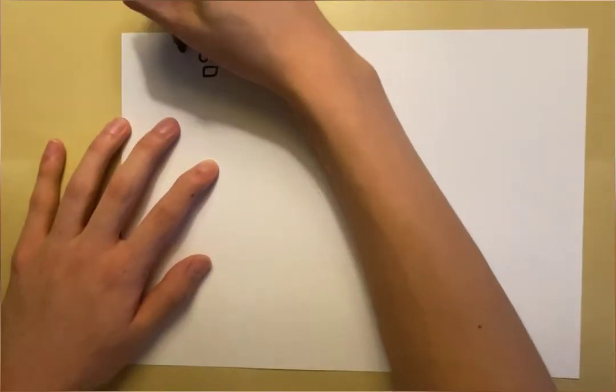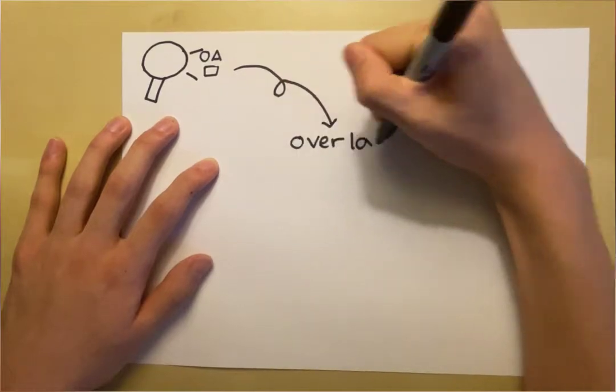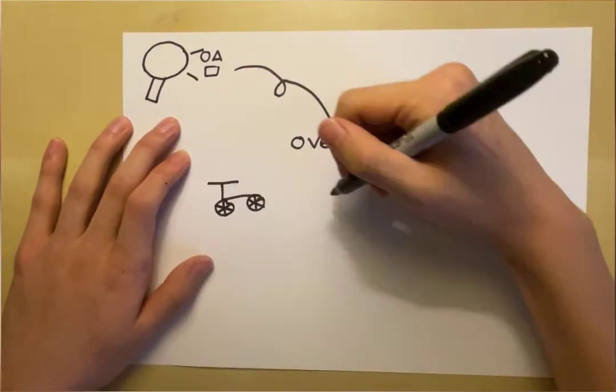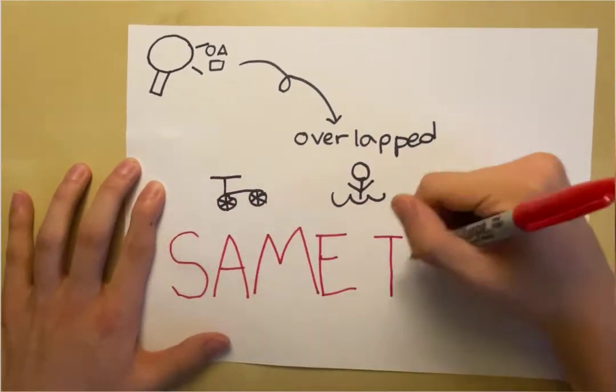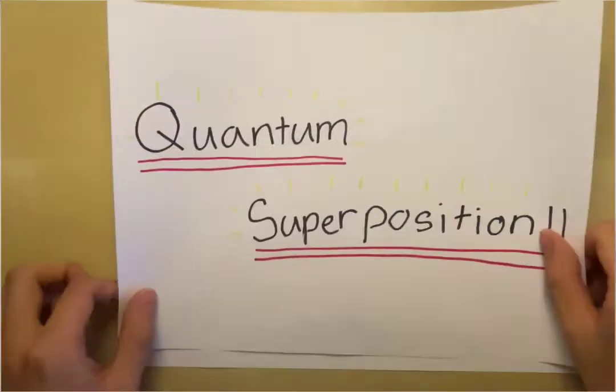Now, before we check what these particles are up to, all the choices of activities are overlapped, meaning that before we check, they are biking, swimming, and hiking all at the same time. This is called quantum superposition. So how do you use this quantum superposition to make a quantum computer?